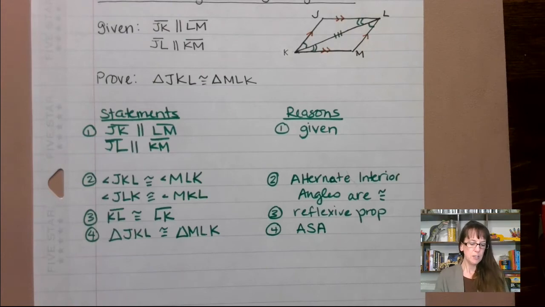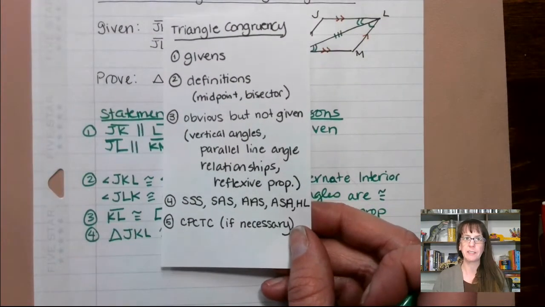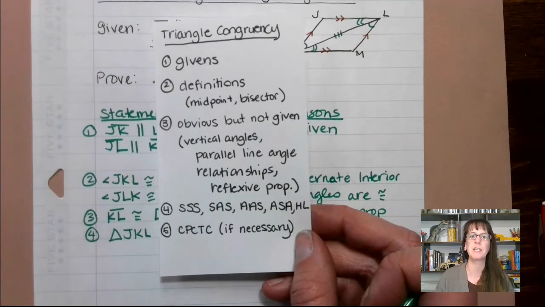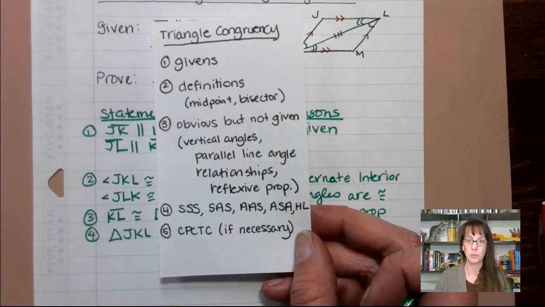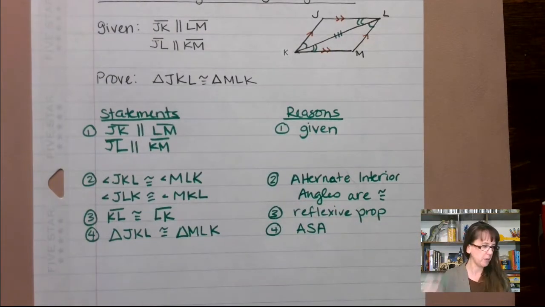So again, going through our little triangle congruency proof checklist. This again isn't for every proof, but it is a good way to start if you're not sure where you need to begin. Okay, so let's try another one of these.